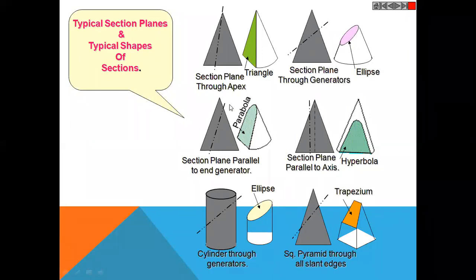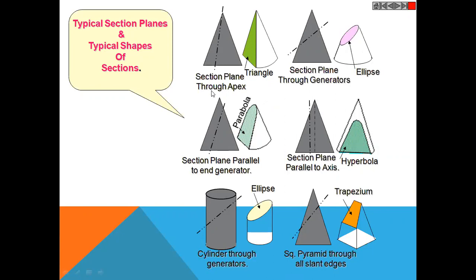If you are using a section plane parallel to any of the generators, you will get a parabola in the section surface. In case it is perpendicular to the base and parallel to the axis of the cone, you will get a hyperbola. So these were all about the cones.